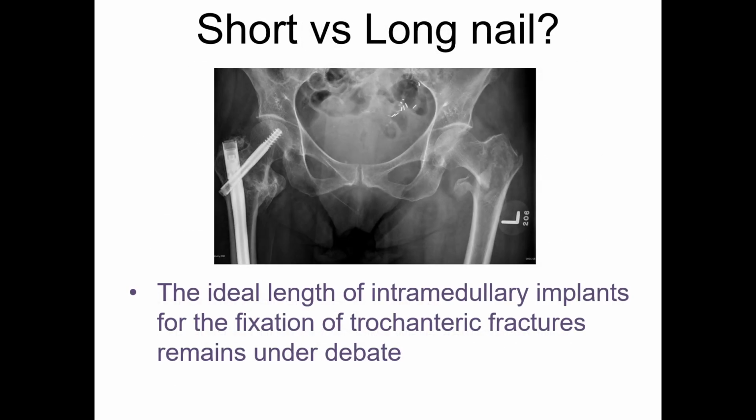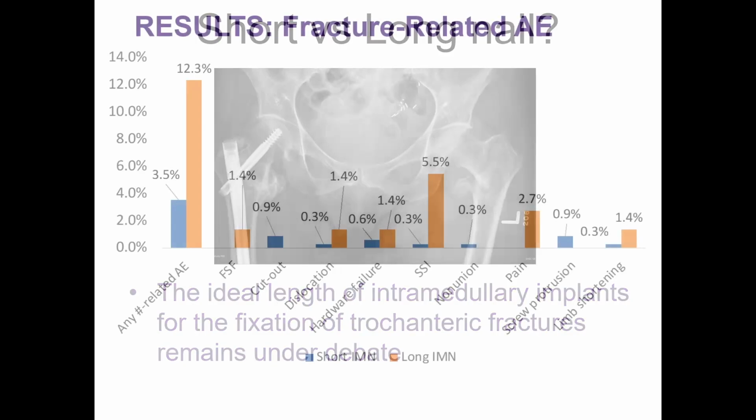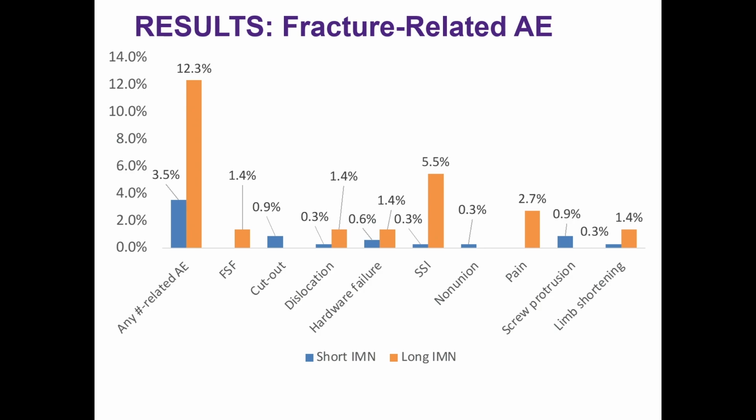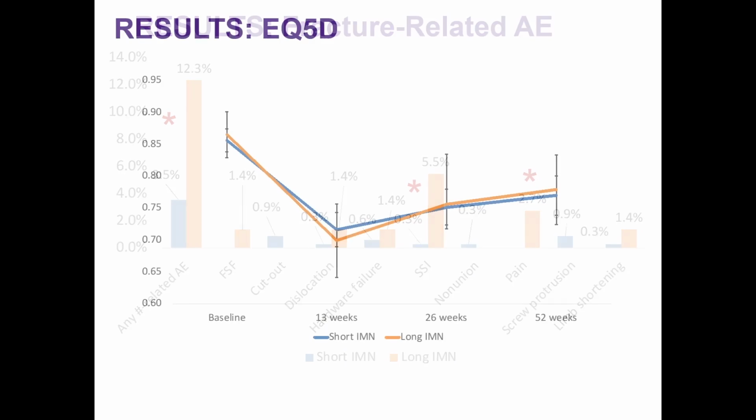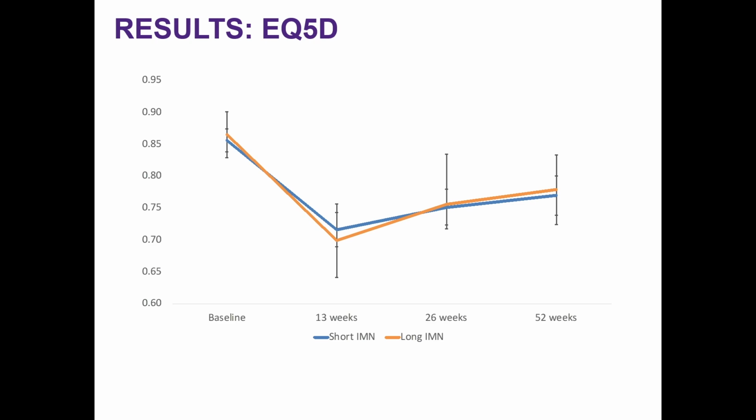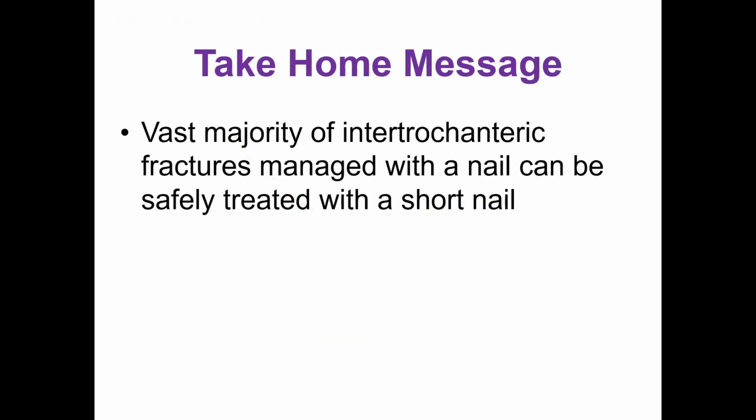What about the use of a short versus a long nail? The ideal length of intramedullary implants for the fixation of trochanteric fractures remains under debate. In a sub-study of the INSIGHT trial, there were more fracture-related adverse events, more soft tissue infections, and more pain with a long nail versus a short nail. Function was no different between a short and a long nail. The take-home message is that the vast majority of intertrochanteric fractures managed with a nail can be safely treated with a short nail.